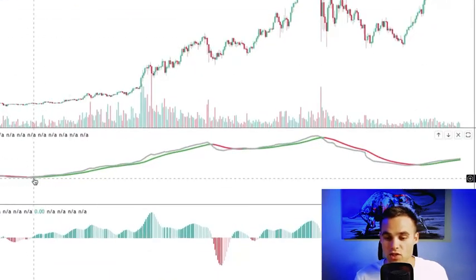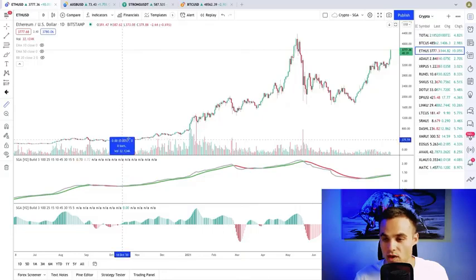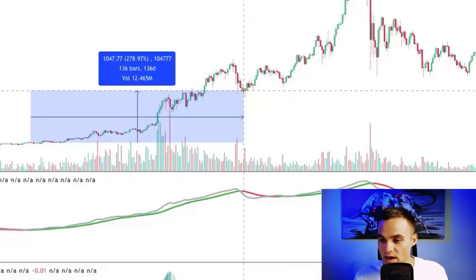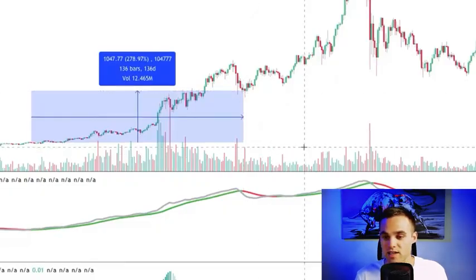Okay. There's just these two lines. Okay. When it turns green, you buy. When it turns red, you get out of the trade. Okay. So just to give you an example, here's where you'd enter. And then when it turns red, okay, you'd get out of the trade like here. Okay, boom, 278% on this daily chart here.